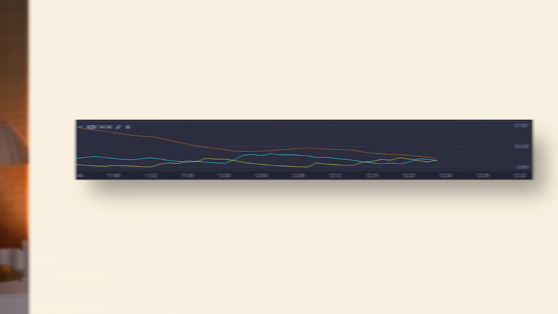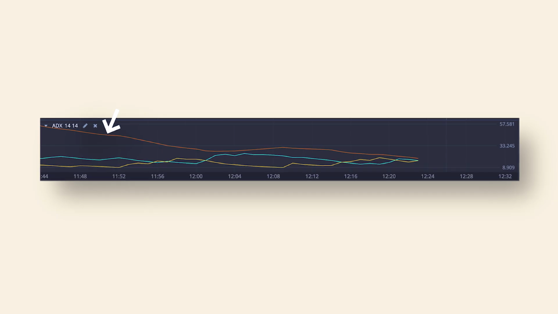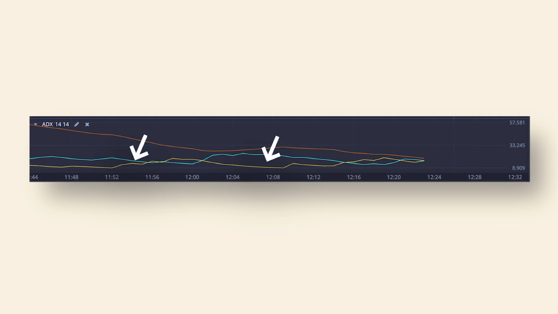The indicator consists of 3 lines. The ADX line reflects the strength of the trend. In our case, this is a red line. The plus DI and the minus DI lines, in our case, are green and yellow respectively. These lines indicate the direction, upward or downward movement.